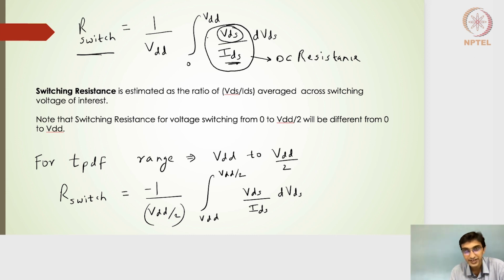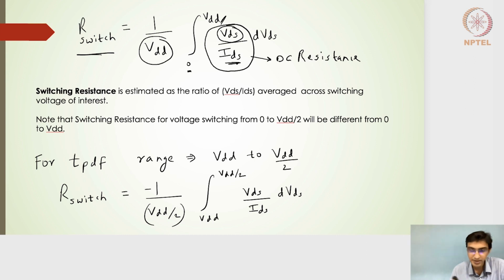So if the range is 0 to VDD, we want the 1 by VDD, which will give us the average. So it is basically a voltage weighted DC resistance, and the average of that. An average of the voltage weighted DC resistance is nothing but the switching resistance. This is what we will use for our equivalent RC model for any kind of digital circuit.